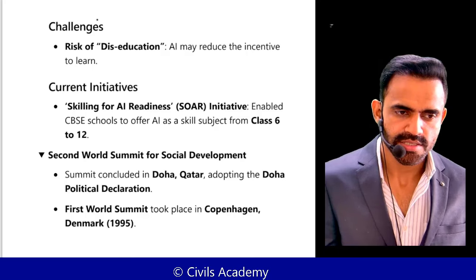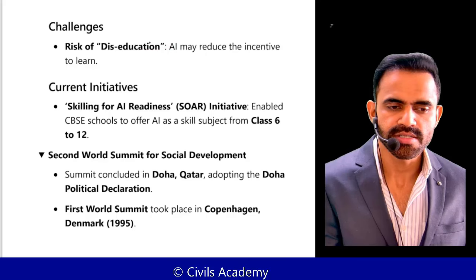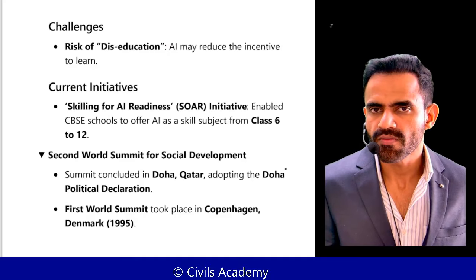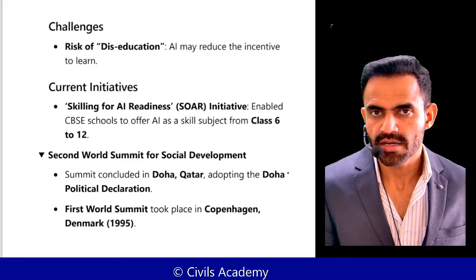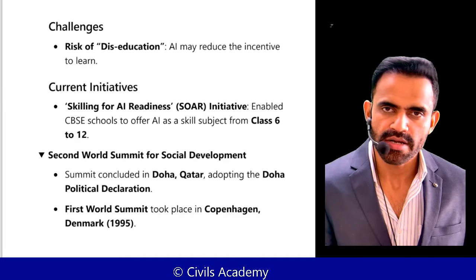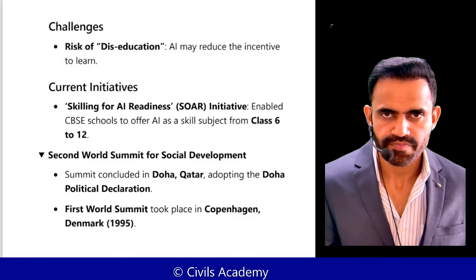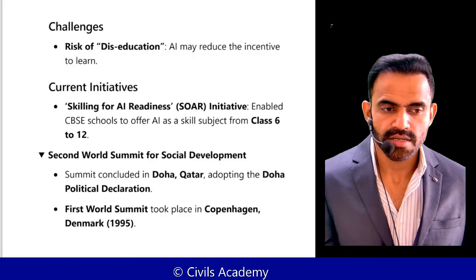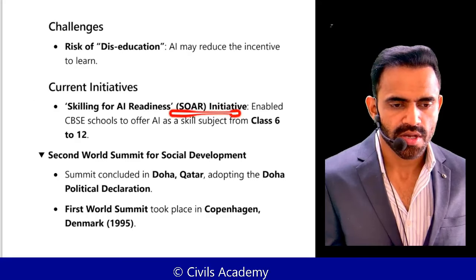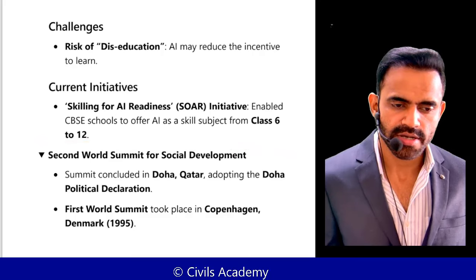Next, what is the challenge of this AI? AI poses a risk of diseducation. Understand this carefully. People don't want to learn nowadays. They will just try to search it on ChatGPT, and they think that they have learned it. So AI is reducing the incentive to learn, and this is referred to as diseducation. Next is the SOAR initiative, that is, Skilling for AI Readiness. There are some initiatives related to AI.